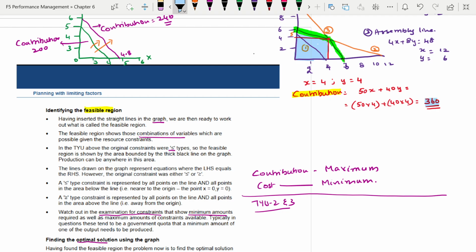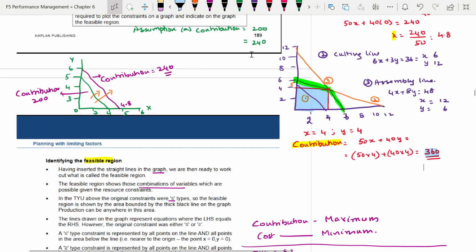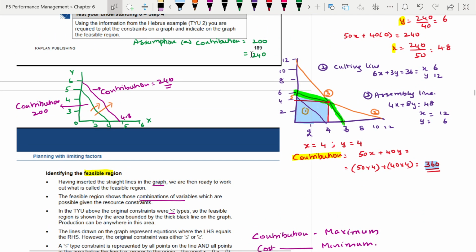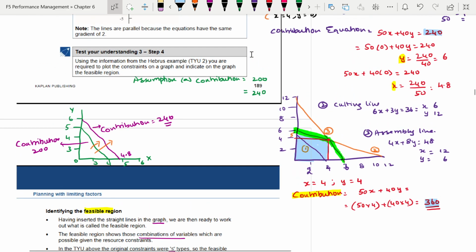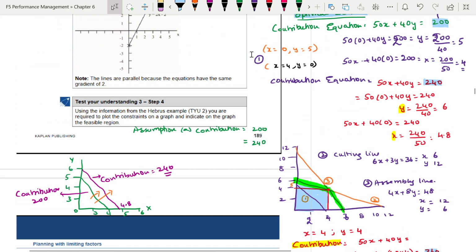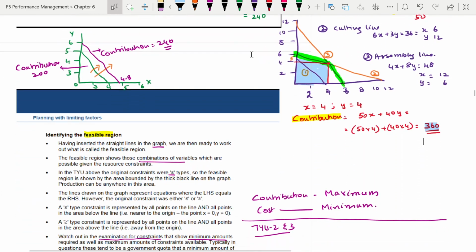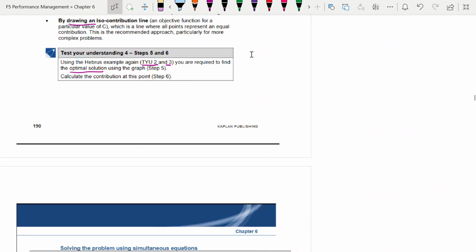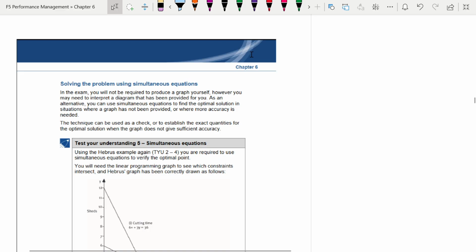Okay, now coming back to this. We have done this. Are you clear about this? How we have taken the assembly line, how we have taken the cutting line. Now coming back to this, what we are doing is we have a simultaneous equation. Have you done simultaneous equations before, anybody?